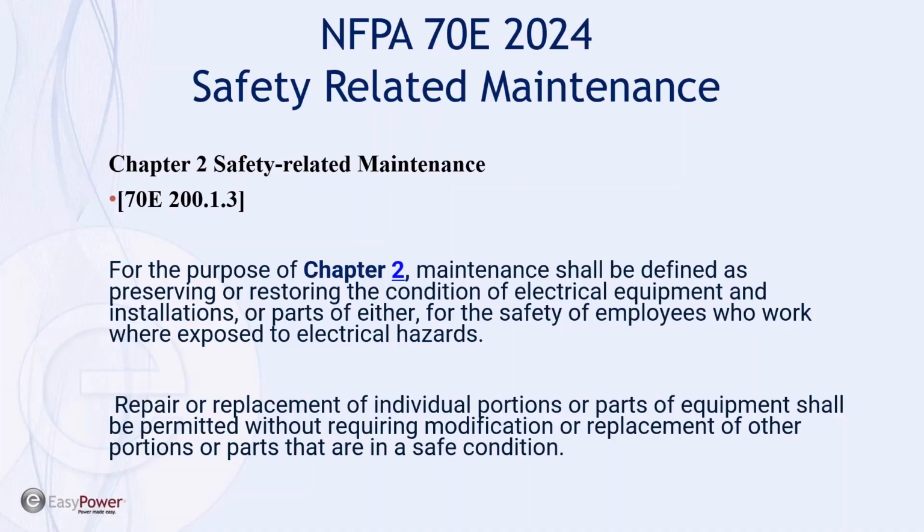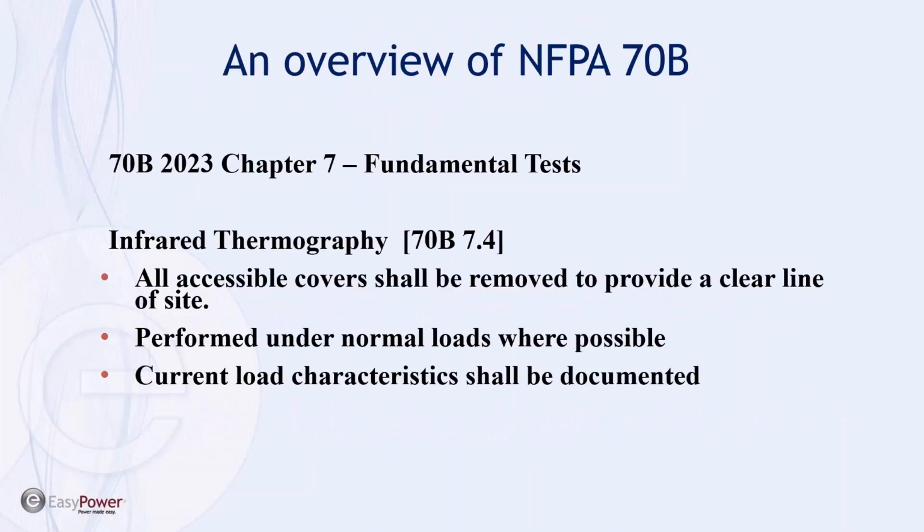So 70E does give us this definition of maintenance as preserving and restoring. But also interesting, Article 200.1 of Chapter 2 of 70E basically says it's up to the employer or facility management staff to determine what tests and what frequency are going to be part of building out the metrics of the overall electrical maintenance program.